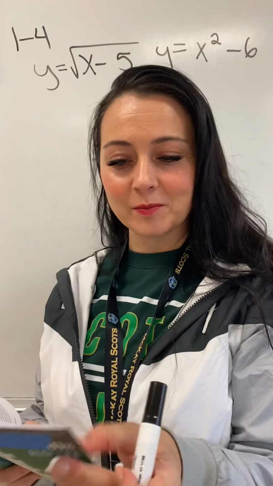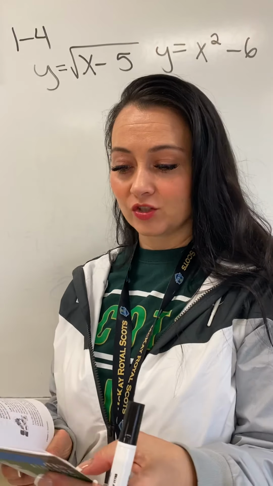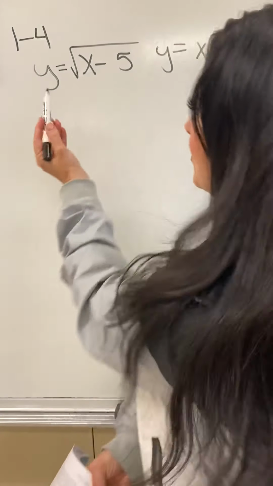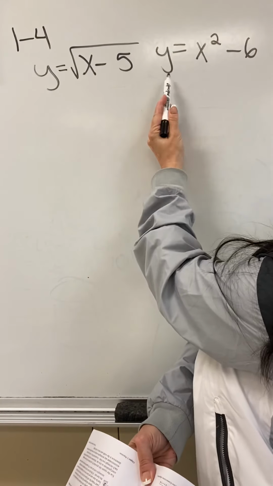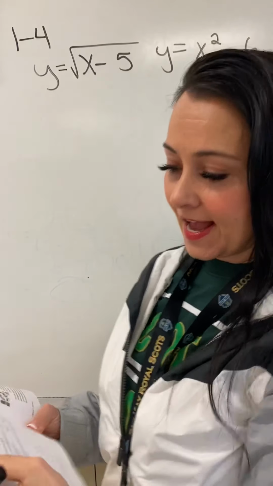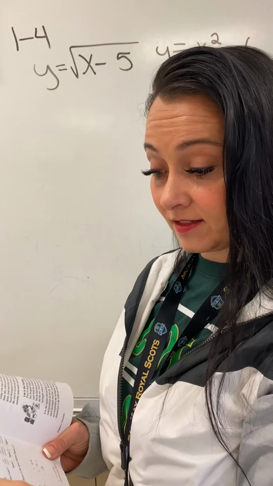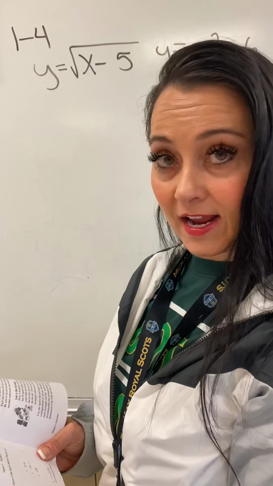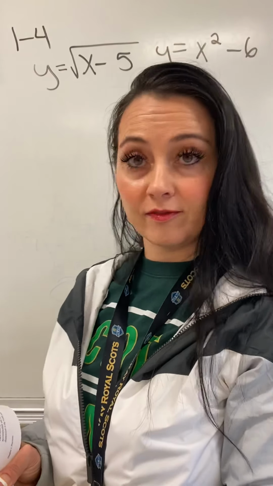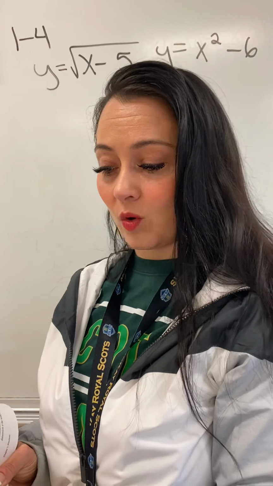Hi there. So in problem 1-4, we've got two function machines. We've got y equals the square root of x minus 5 and y equals x squared minus 6. And it says we're going to use a beginning input of 6. And for part A, you're trying to get a final output of 5. And it's asking what order to put them in.